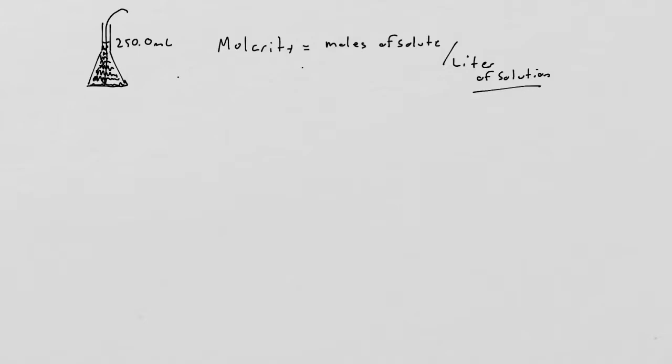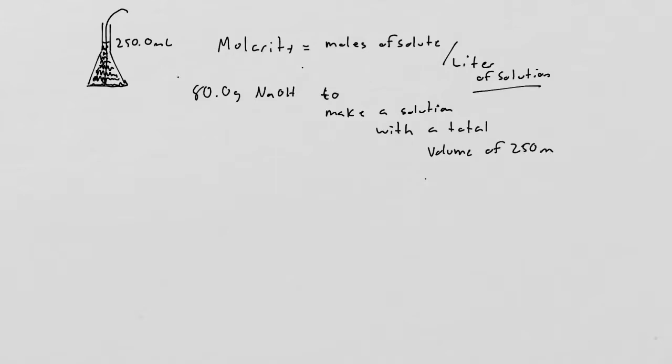So, for example, let's say we had 80.0 grams of NaOH, and we're putting that in to make, watch the wording, a solution with a total volume of 250 milliliters. All right, so what will be the molarity of that solution? Well, we need to know the moles of solute, and we need to put that over the liters of solution, and that will give me the molarity, which is just a way of saying moles per liter.